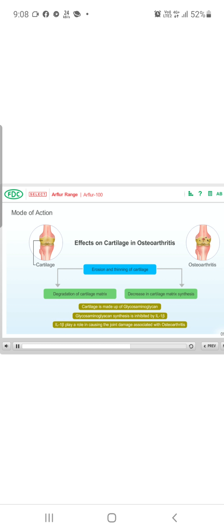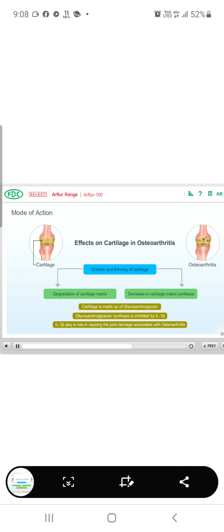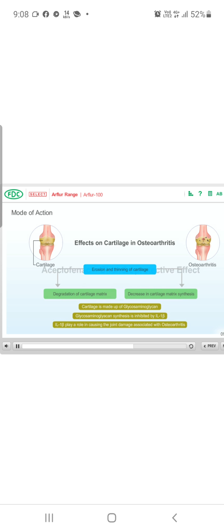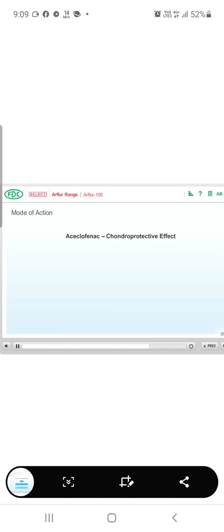Beta plays a role in causing the joint damage associated with osteoarthritis. Aceclofenac decreases the synthesis of mediators of inflammation like interleukin-1 beta or IL-1 beta. Thus, aceclofenac helps in increasing cartilage matrix synthesis and shows chondroprotective effect. Aceclofenac exerts chondroprotective effect as it helps to prevent degradation of cartilage matrix.